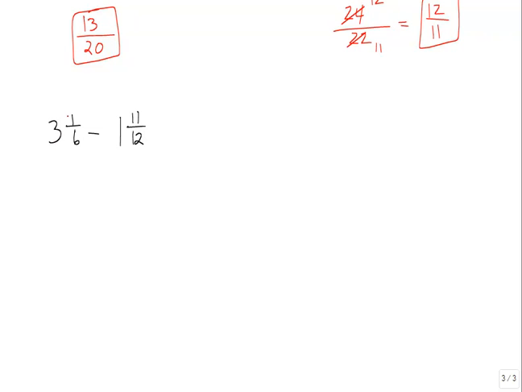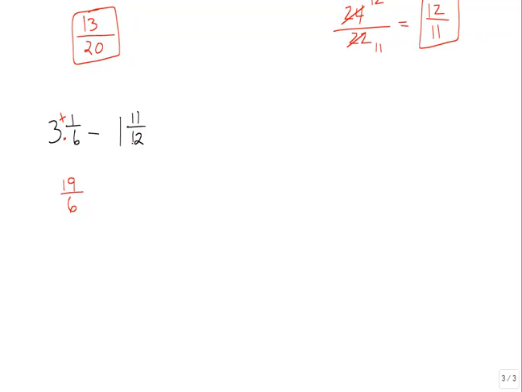If you have 3 and 1/6, to convert this to an improper, you're going to multiply the 6 times the 3, which would be 18, and then you're going to add in the top number of that fraction. So 18 plus 1 means this is the same as 19/6. 6 goes into 19 3 times with 1 left over, so that's why it's the same as 3 and 1/6.